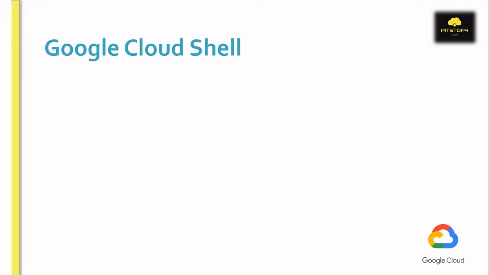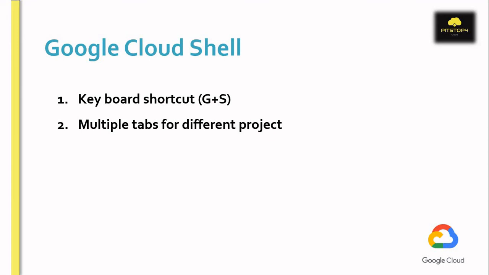Hope the content was useful. Let's recap what all we learned. Keyboard shortcut to open Google Cloud Shell very quickly, G+S. To remember, Google Shell. You can open multiple tabs in Shell, and also you can open different projects in each tab. This is a very useful option. When I started working with Google Cloud, I didn't really notice this. After I noticed, my life became very easy.